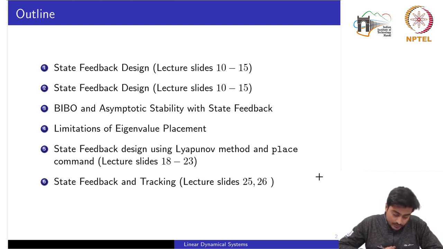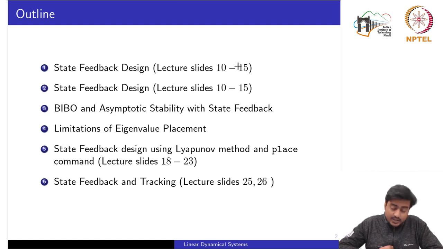The first 2 problems deal with different aspects of the state feedback controller design, and these notes you can take from the lecture slides 10 to 15. The third problem will deal with the BIBO and asymptotic stability with the state feedback. These BIBO and asymptotic stability concepts were introduced in week 2 on stability. We will see how they are influenced under the effect of state feedback.